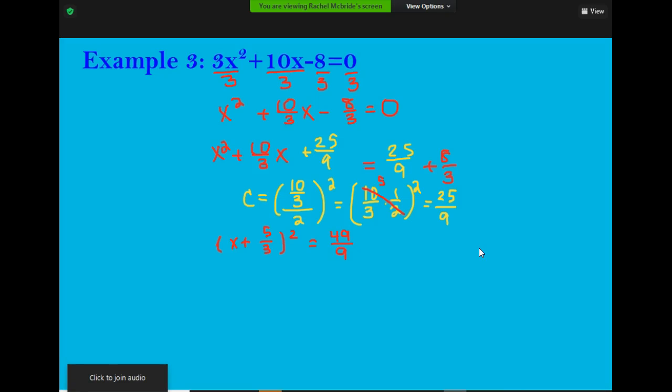We take the square root of both sides. And we get x plus 5/3 equals plus or minus 7/3. So you get x equals 7/3 minus 5/3, and x equals negative 7/3 minus 5/3. Or x equals 2/3, and x equals negative 12/3, which is negative 4.